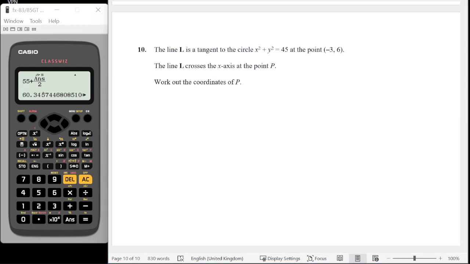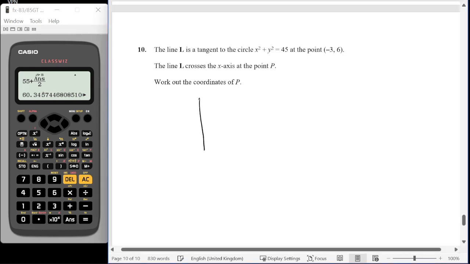Okay, question 10. The line L is a tangent to the circle x squared plus y squared equals 45. So that's the equation of the circle with radius of root 45 and center 0, 0. At the point minus 3, 6, the line L crosses the x-axis at the point P. Work out the coordinates of point P.